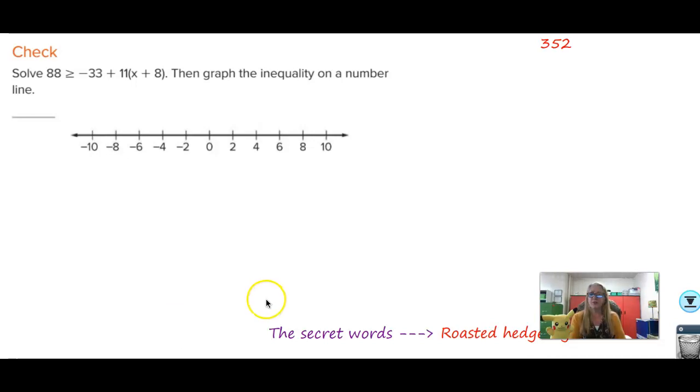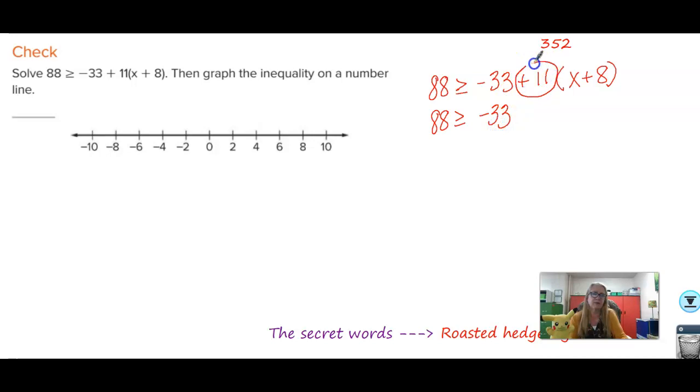So we have a check on page 352. All right, I'm going to write it over here because I need some extra room to do my work. I have 88 is greater than or equal to negative 33 plus 11 times x plus 8, right? Bring down the 88, nothing going on that side. Negative 33 is just along for the ride. The positive 11 is what we're going to distribute to these two terms. Positive 11 times x is positive 11x, and positive 11 times positive 8 is positive 88.